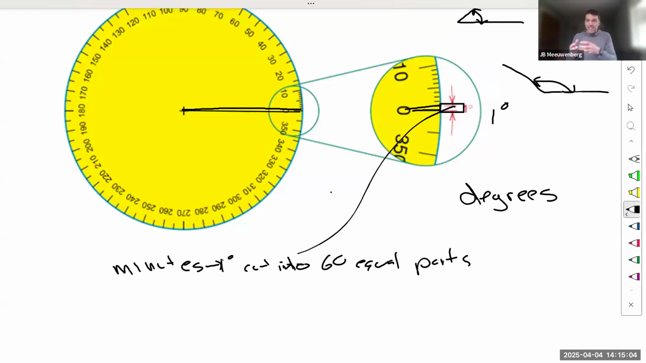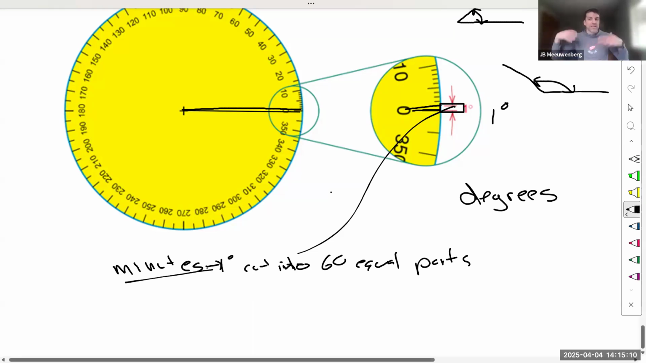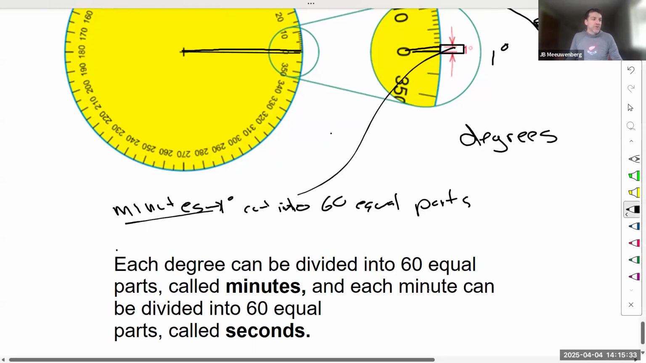So a minute is a 60th of 1 degree, kind of like how our time is divided into minutes and hours. And so imagine this little thing cut up into 60 equal parts. That's a very, very, very small fraction. And then minutes can also be divided into 60 parts each, called, you guessed it, seconds. So each degree can be divided into 60 equal parts called minutes, and each minute cut into 60 parts called seconds. And again, that's where we get our hours and minutes and seconds from.